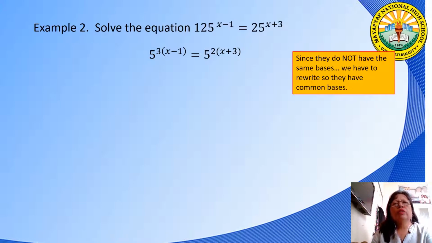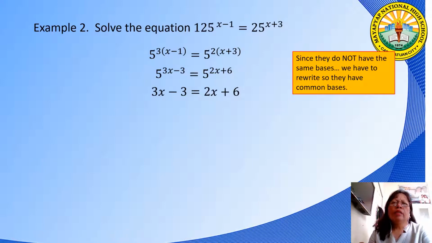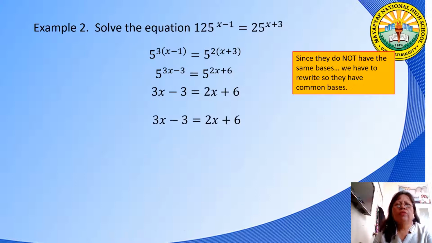So by distributive property, you distribute 3 in quantity x minus 1 and 2 in quantity x plus 3. So we have 5 raised to 3x minus 3 equals 5 raised to 2x plus 3. Then equate that their exponents are equal. Then by combining like terms, solve for the value of x.